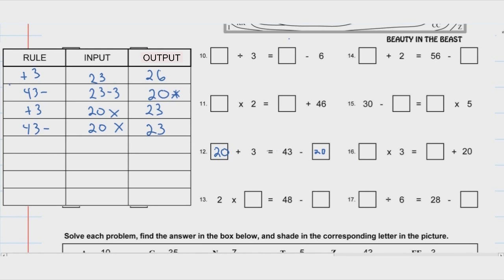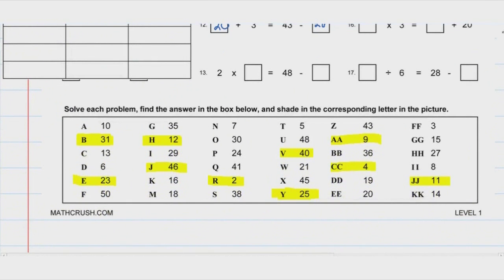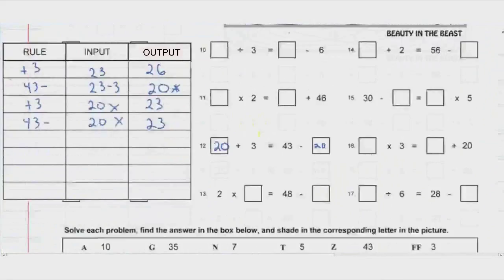So we come down to our little box and we're looking for 20. And 20 is EE. EE, not ET, but EE. So we go up to the answers and we try to find EE.